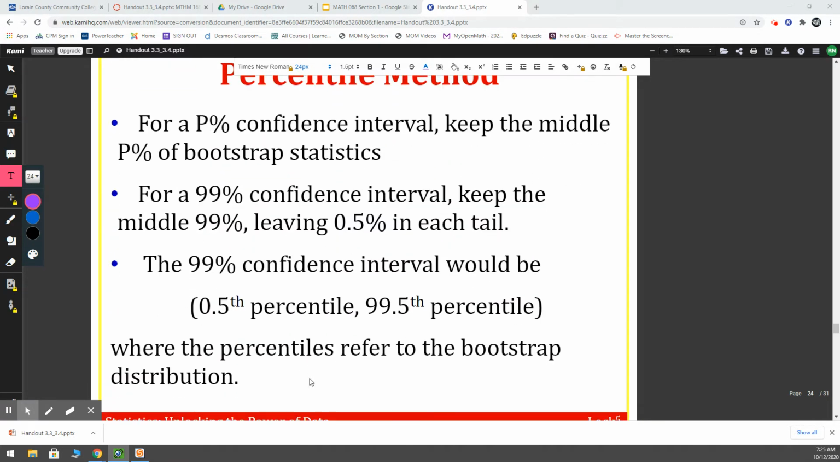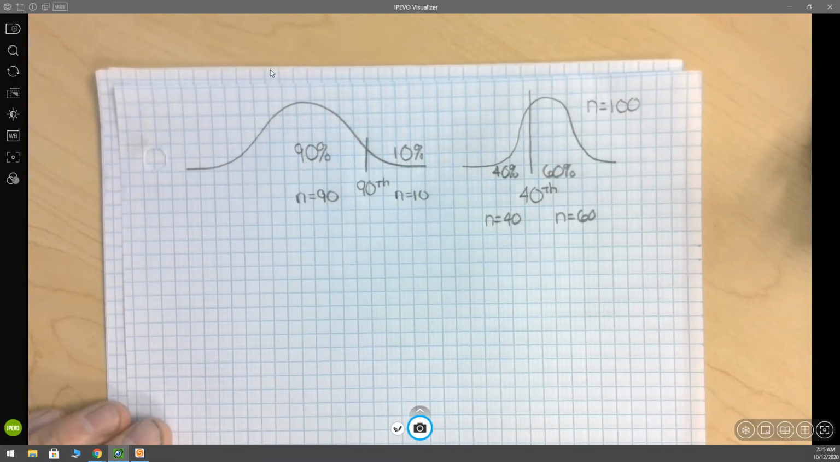For a percentile confidence interval, we keep the middle percentile of the Bootstrap statistic. For a 99, we'll keep the 99 middle, leaving 1/2 on each tail. And for a 99 percentile, it says that would be the 0.5th percentile to the 99.5th percentile. Okay, well, that's a little bit of a word there to talk about something that's pretty easy.